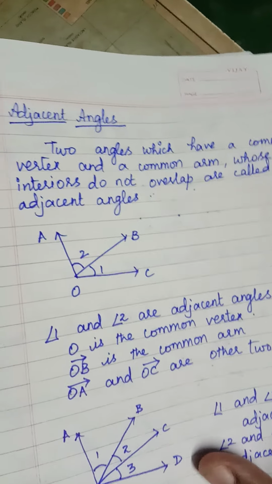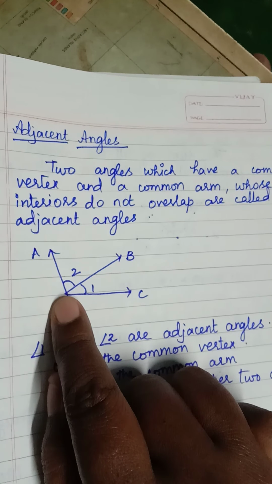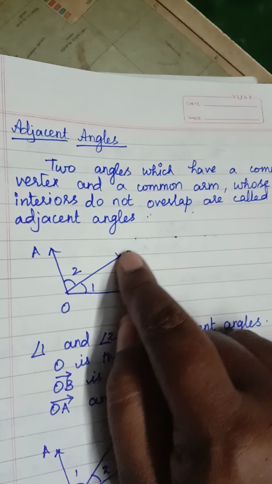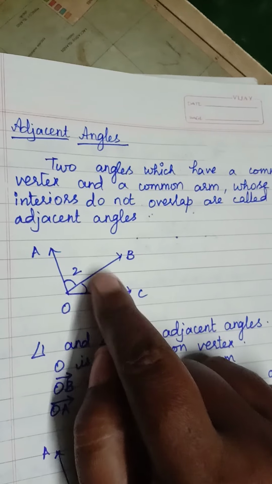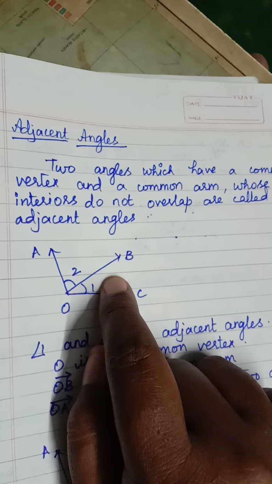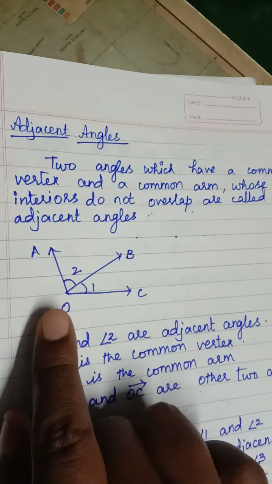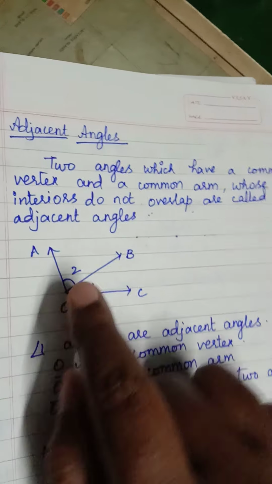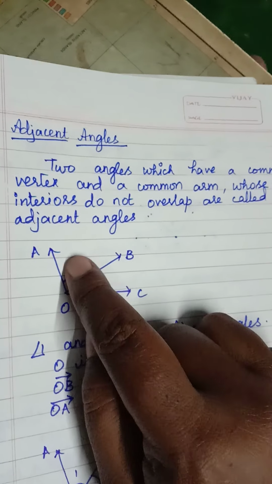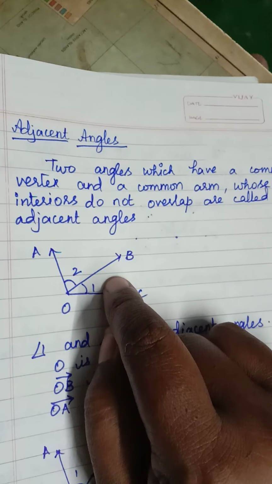Next, what are adjacent angles? Two angles which have a common vertex and a common arm, see, this is a common arm, whose interiors do not overlap. Overlap means one above the other. If they do not overlap, they are called adjacent angles. So adjacent angles should satisfy three conditions. One, there should be a common vertex; then there should be a common arm; then the interiors should not overlap. Then these angles are known as adjacent angles.